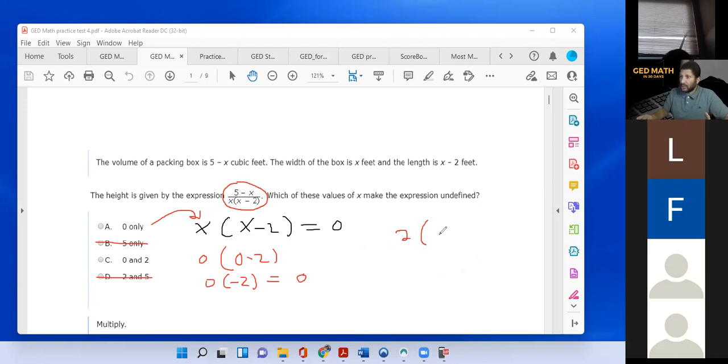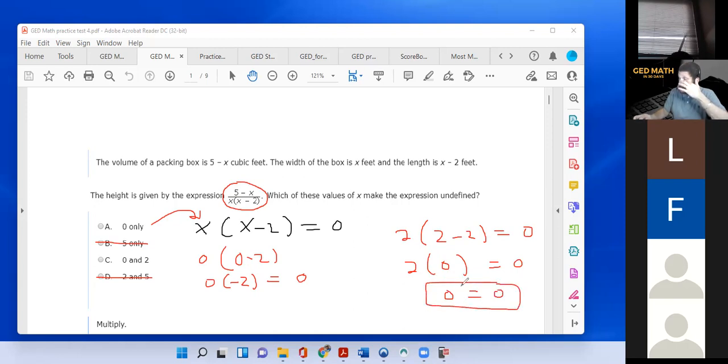2 times 2 minus 2 is equal to 0. 2 times 2 minus 2 is 0. Equals 0. And then 2 times 0 is 0. So now 0 equals 0. So we know both 0 and 2 make this undefined.